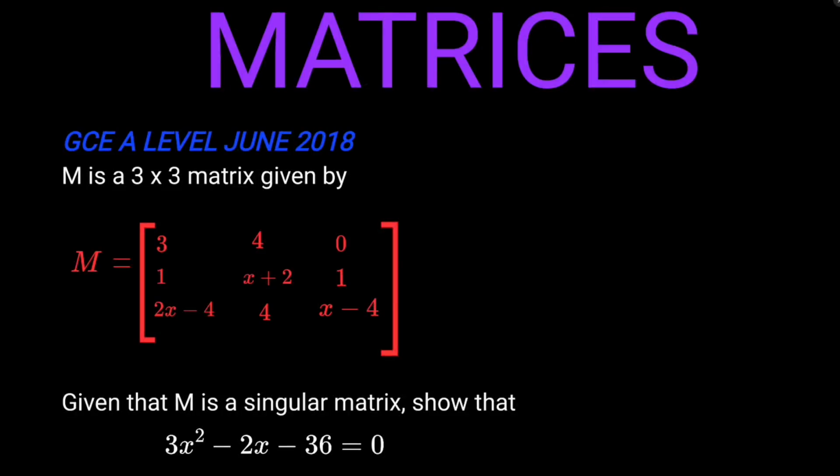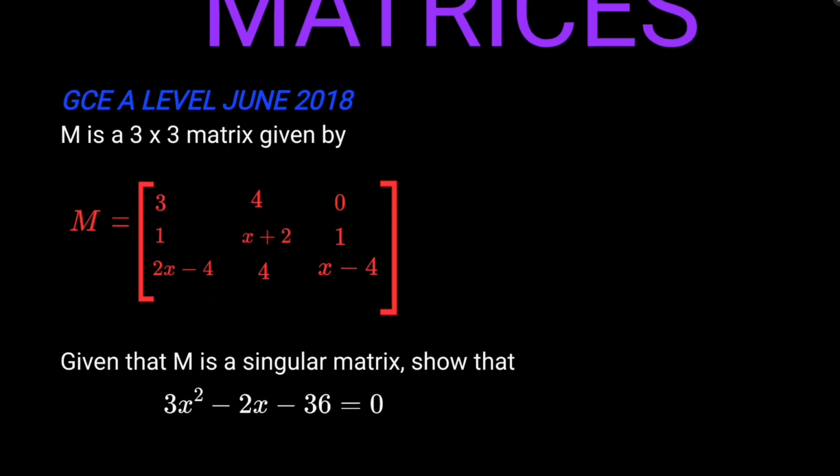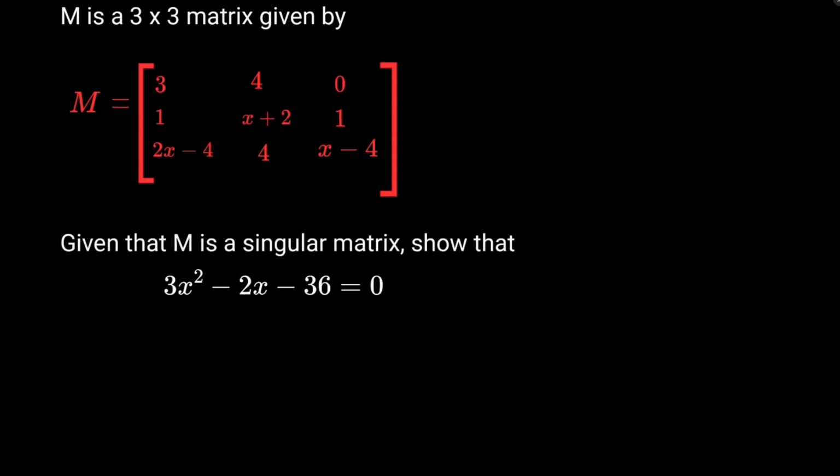In this video, we are going to solve a past GCE question, that is GCE Advanced Level June 2018. So we have a question. It says M is a 3 by 3 matrix given by that matrix. So given that M is a singular matrix, we should show that 3x squared minus 2x minus 36 is equal to 0. So they have told us something. They said M is a singular matrix.